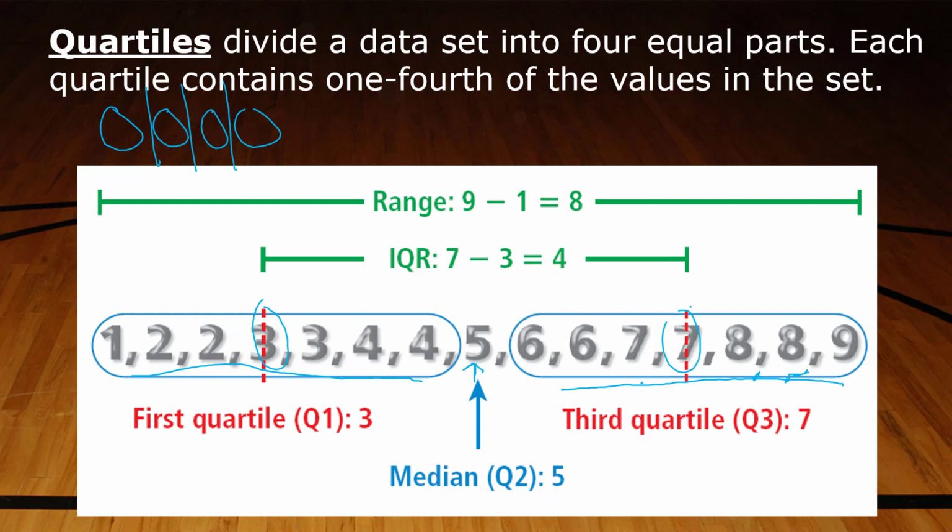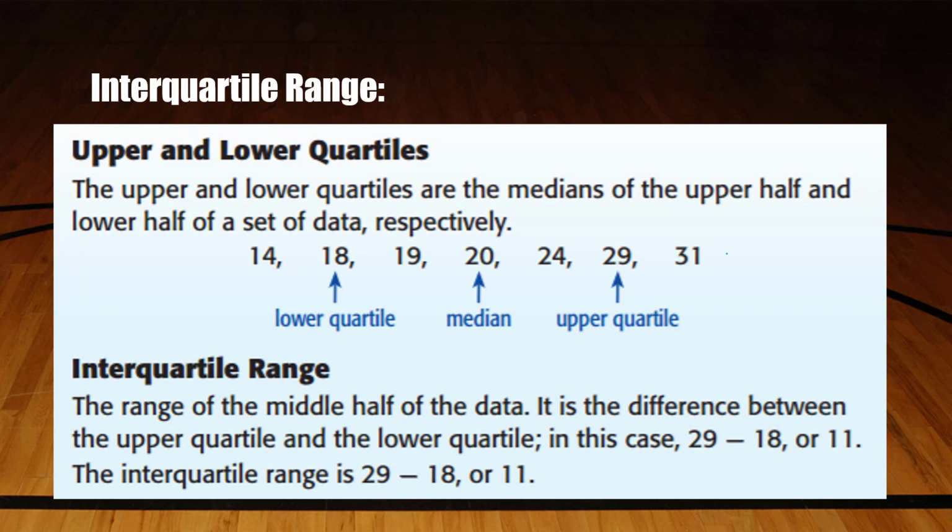All right, IQR takes the difference from the midpoint of my upper and the midpoint of my lower. Or another way we can say that, it takes our Q3 value and our Q1 value and finds the difference. Interquartile range is calculated by taking the Q3 value, the middle number in my upper set of data, and subtracting the Q1 value, the middle number in my lower set of data. The upper and lower quartiles are the medians of the upper half and lower half of a set of data, respectively. The range of the middle half of the data is the difference between the upper quartile and the lower quartile, in this case, 29 minus 18, which equals 11. So our interquartile range for this set of data is 11.